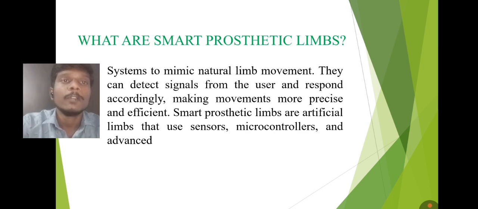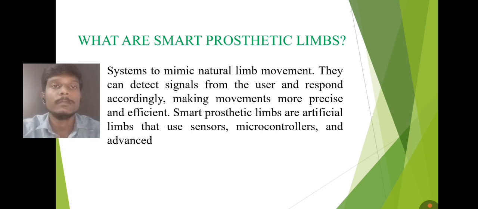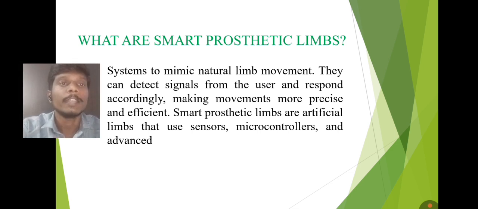Next, what are smart prosthetic limbs? Systems to mimic natural limb movement. They can detect signals from the user and respond accordingly, making movement more precise and efficient. Smart prosthetic limbs are artificial limbs that use sensors, microcontrollers, and advanced technology.